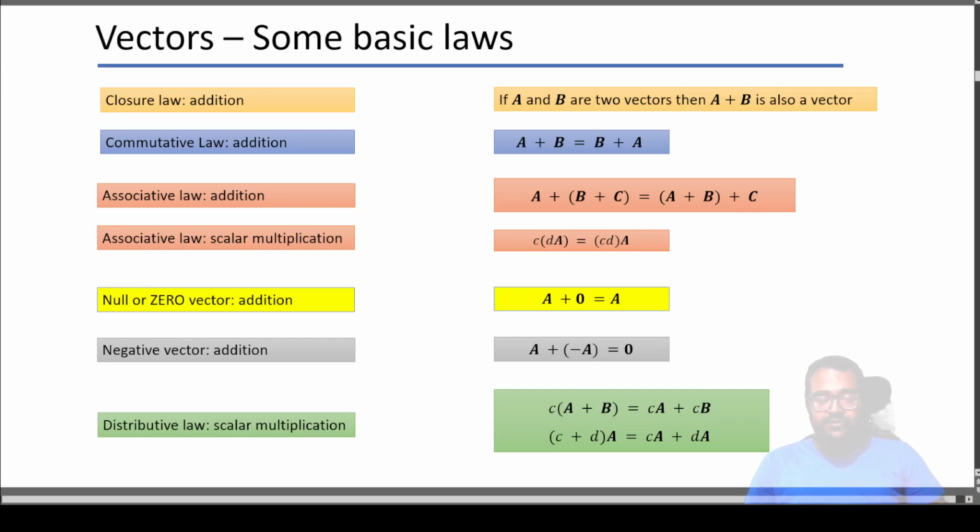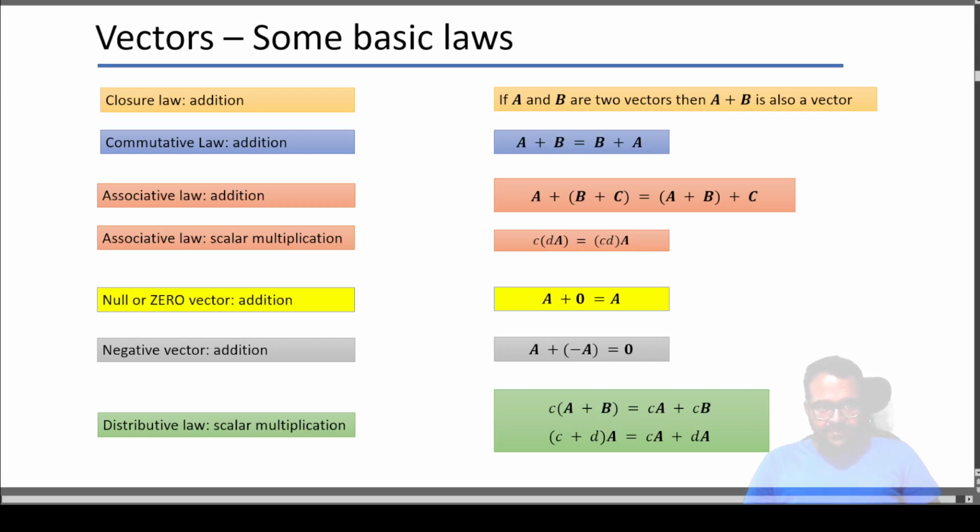Now the next thing is the commutative law with respect to addition. A plus B equals B plus A. If we add 5 plus 7 or 7 plus 5, it's the same. In the same way, if you add two vectors, adding vector B to A is the same as adding vector A to B. The third is called the associative law. It is also with respect to addition. If we add three vectors, the order of addition is not important. If you add B plus C first, then add A, that is the same as if you add A plus B first and then add C.